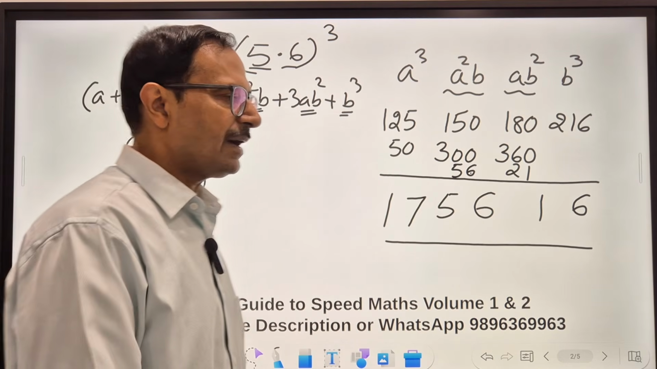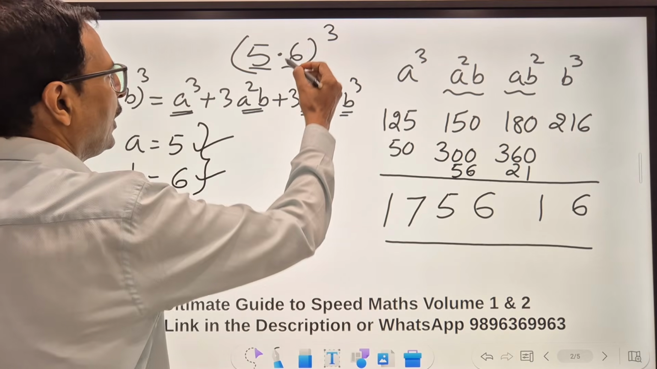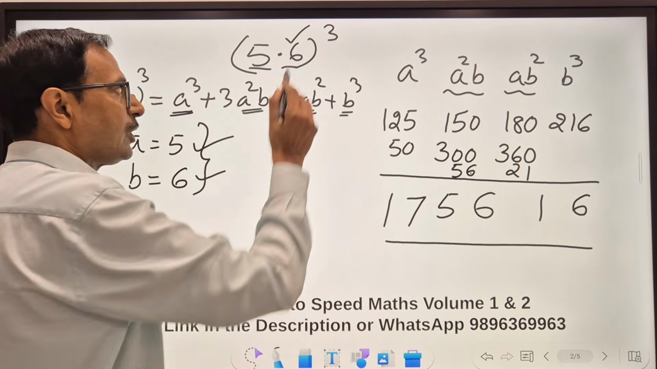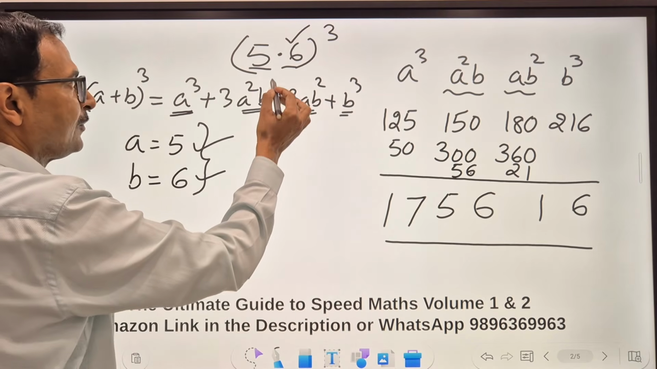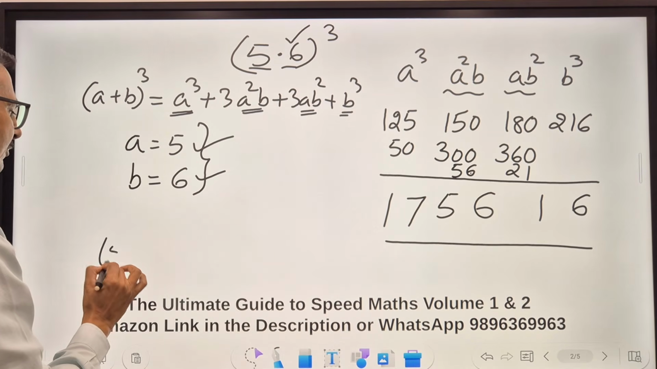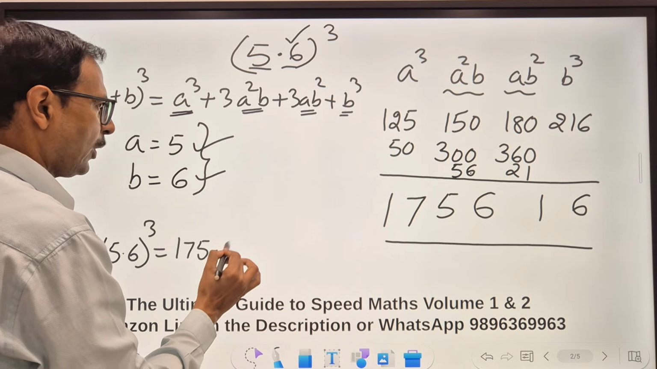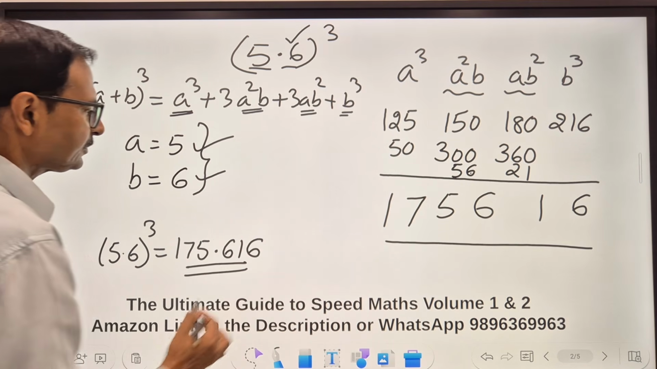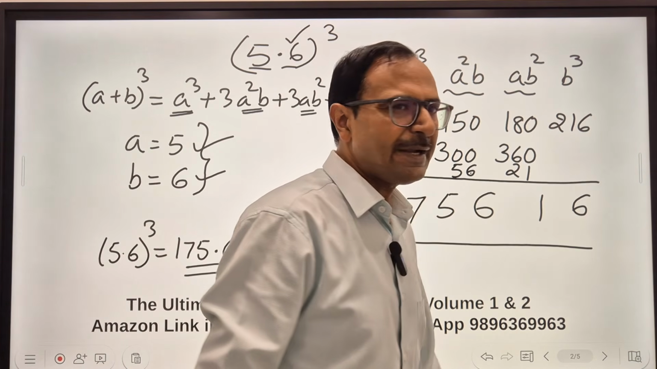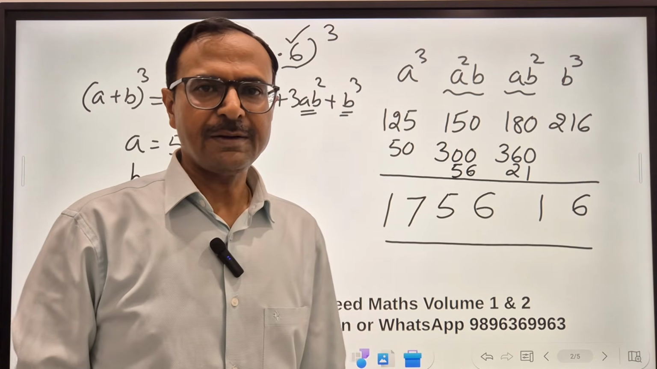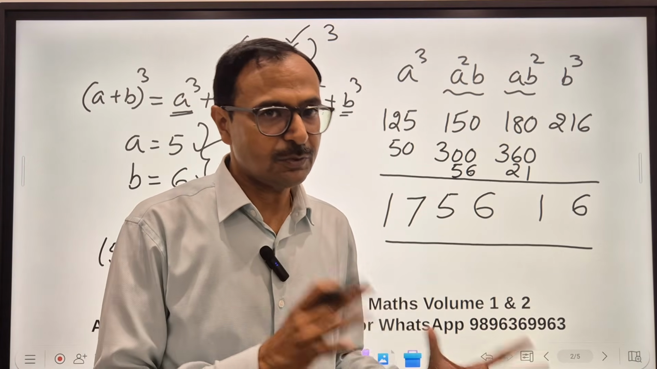175616, and all I have to do is to insert the decimal at the correct place. Now I have one decimal place here. So because I am cubing it, I will have 3 decimal places in the answer, and therefore the cube of 5.6 is 175.616. See, I've written all the detailed steps here. These are all mental math steps which are not to be written. I wrote it because I want to demonstrate how beautifully the method works.